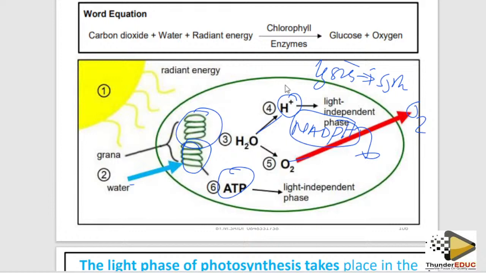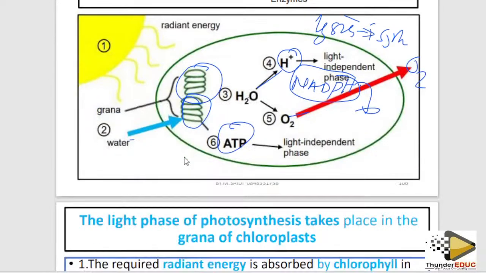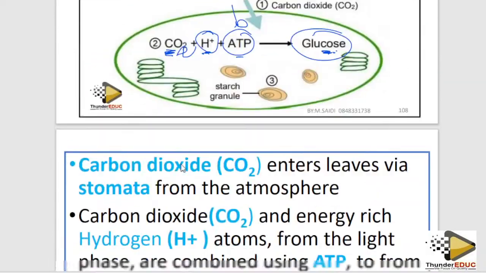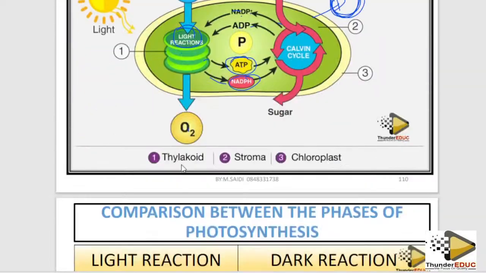I say that make sure that you know how to differentiate between light dependent phase and light independent phase. I said that even here there is another terminology. I said it here. Where is it?